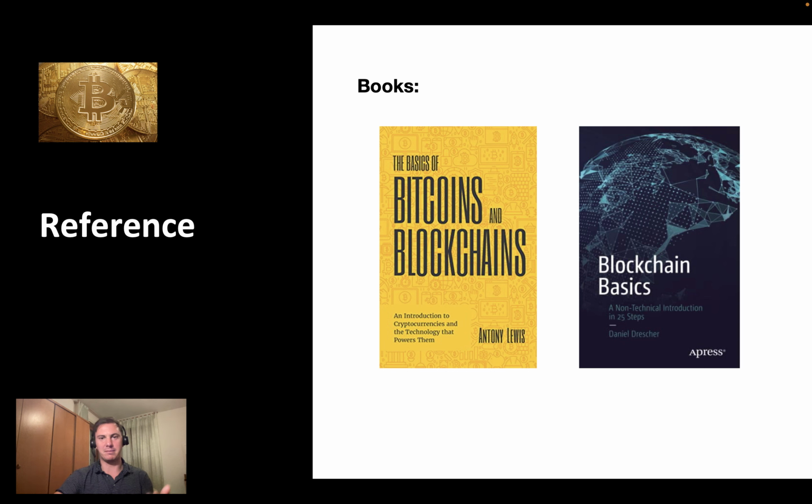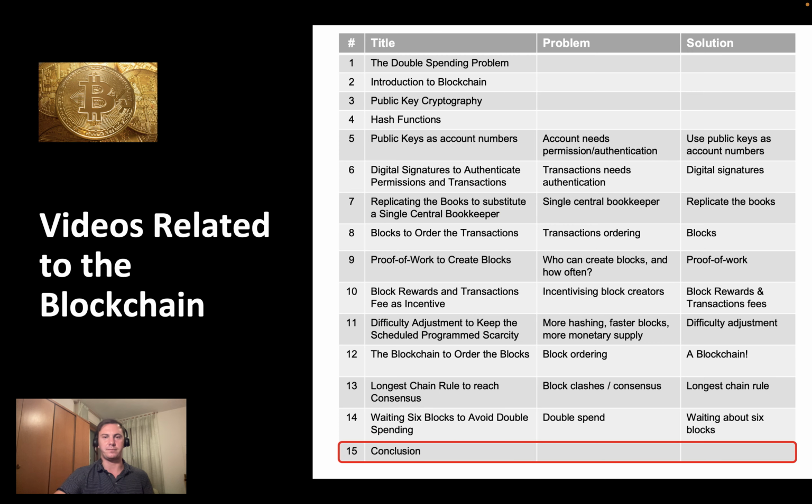Last time I'm saying that I'm referring to these two books, The Basics of Bitcoins and Blockchains and Blockchain Basics, written by Anthony Lewis and Daniel Drescher. If you are interested in blockchain, I strongly recommend you spend time to read these books. For me, they are the best in order to understand the blockchain from a technological and technical perspective, without being a software developer and without working in computer science.